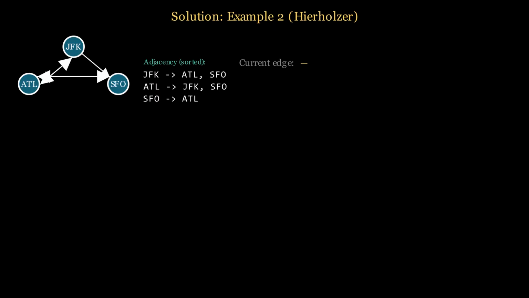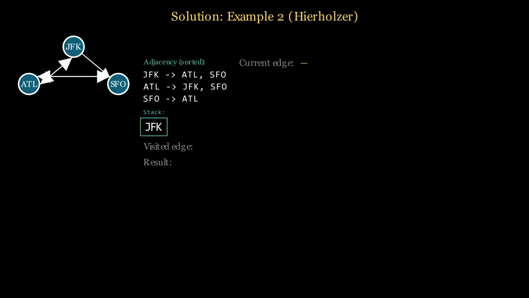We'll run Hierholzer on this example. The adjacency list is in tabular form, the outgoing lists are in sorted order so we always pick the lexicographically smallest destination. We'll walk from JFK with the stack and visited edges shown below, and build the itinerary from the post order when we backtrack.